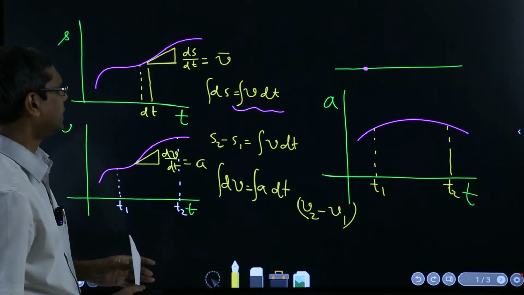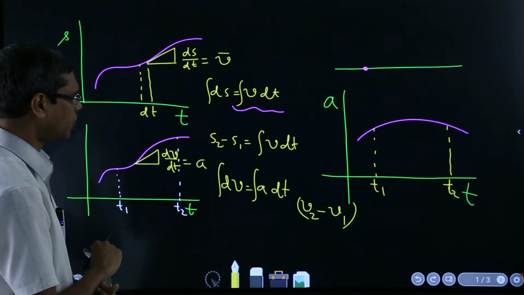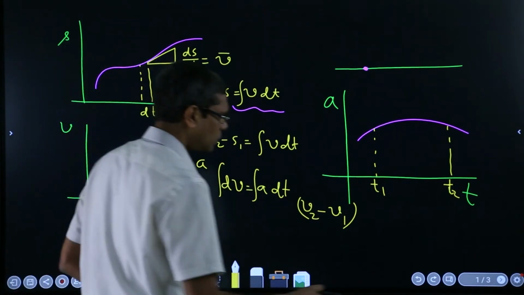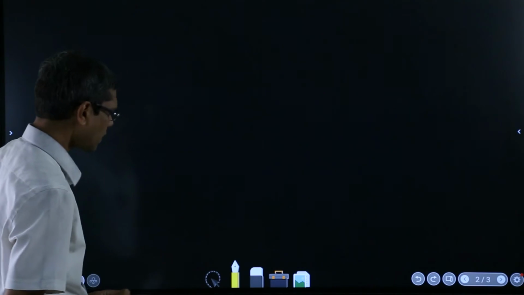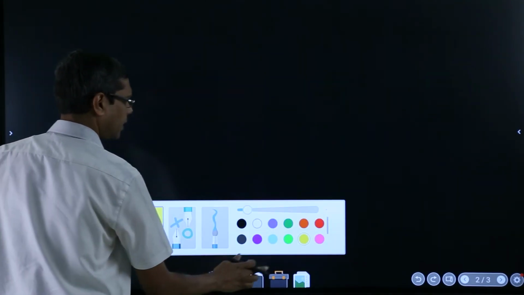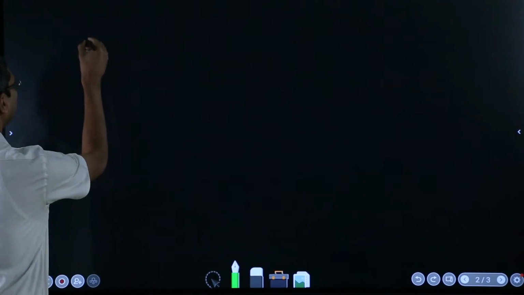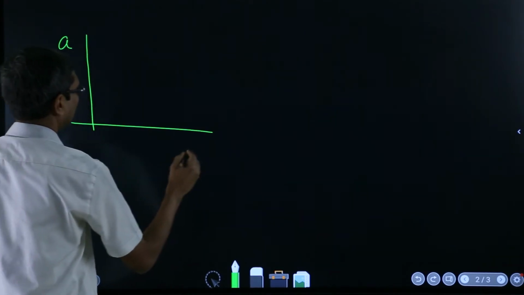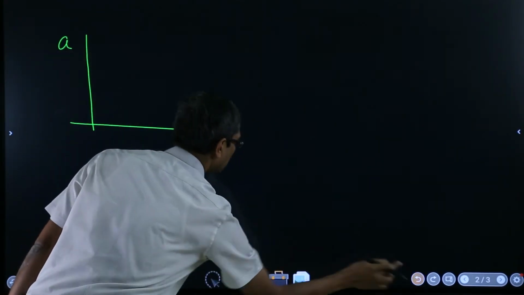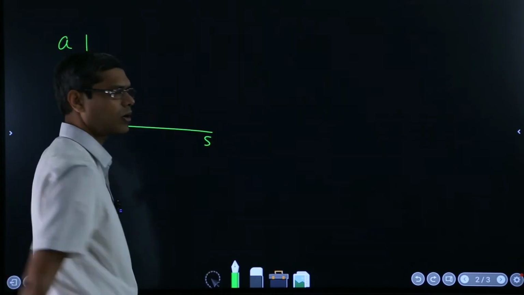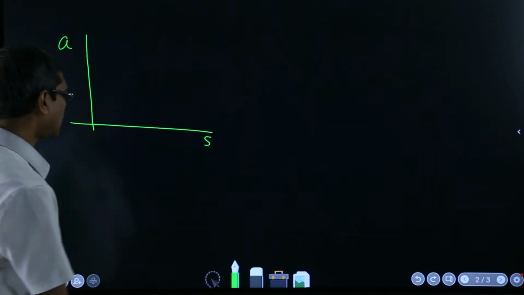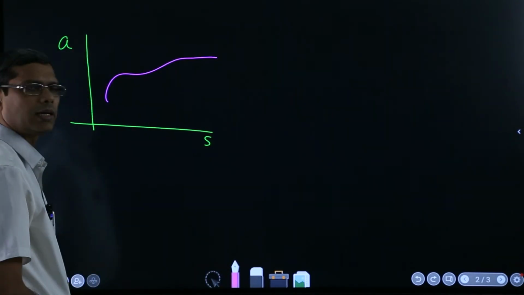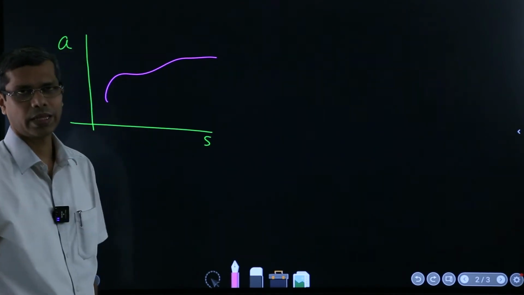So these are the three basic curves which are very important to always have a feeling about. But then there are two more curves which are also important. Suppose you have a curve between acceleration and the position coordinate s. Under that case, what can you infer from the area?